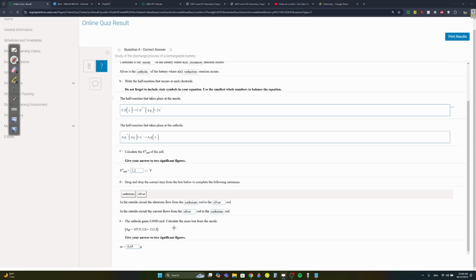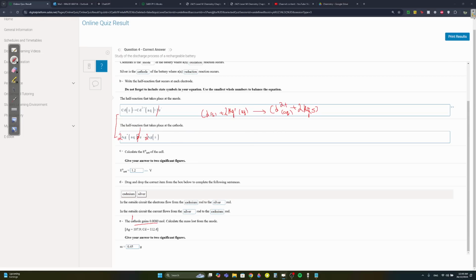To do this, you need to find the overall reaction. To find the overall reaction, you just combine the oxidization with the reduction. You need to multiply this one by 2 so I can cancel the electrons with each other. I can cancel now. What am I left with? Cd solid plus 2Ag+ aqueous to produce Cd2+ and 2Ag. This one will be solid, this one will be aqueous. Okay, this is my reaction.